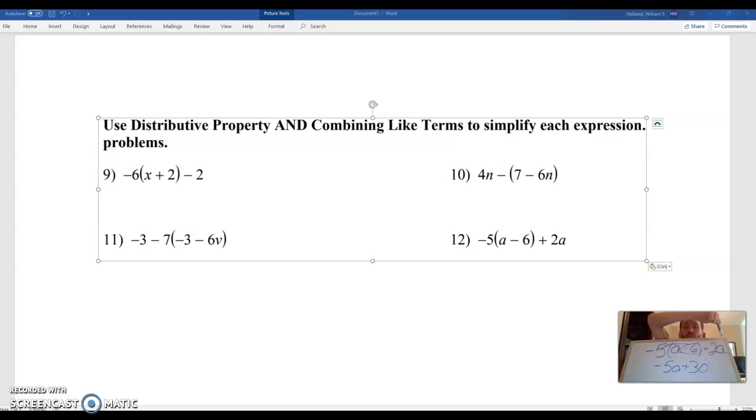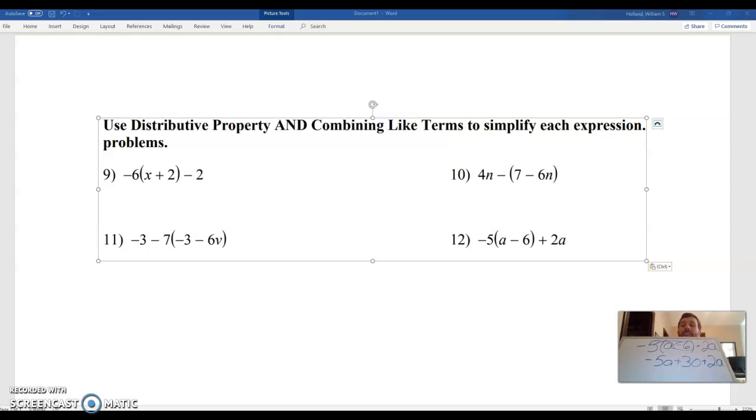And now the last thing we've got to think about is this positive 2a that is already here at the end. So what do we do with that? Do we multiply that times the -5? No, because the 2a is not in the parentheses. So we just drop the 2a down. So I've got plus 2a. This would be partly simplified. I've got -5a plus 30 and then plus 2a.